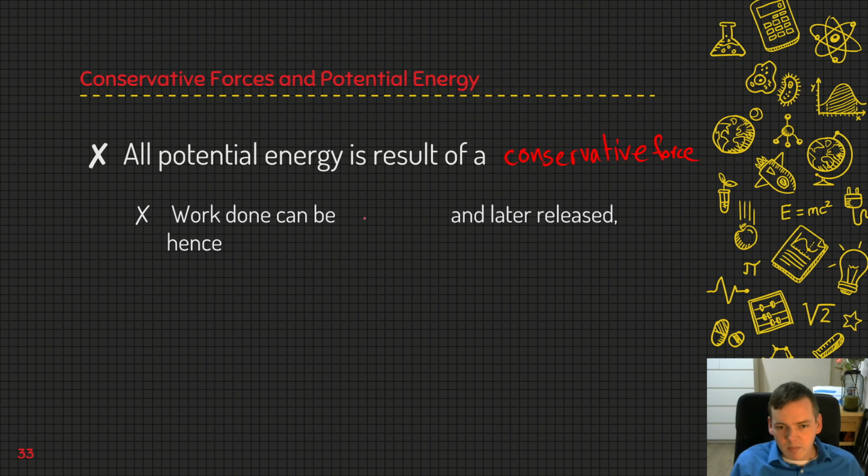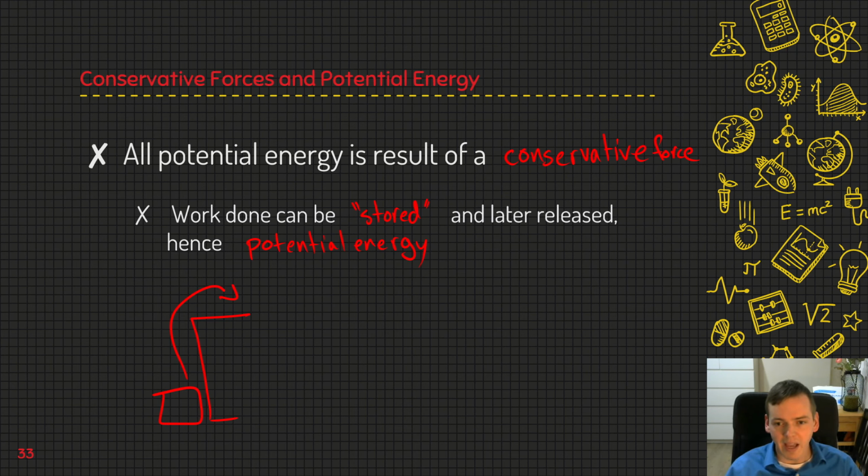And this means that work can be stored and then later released, hence it being a potential energy. So what we mean by that is, for example, if you have a box, you can move it up on top of the counter. You can do work against the gravitational force and put it on top of the counter. And then later you can push that box off the counter and that energy that you had stored, lifting it up, is released as it falls back to the earth.